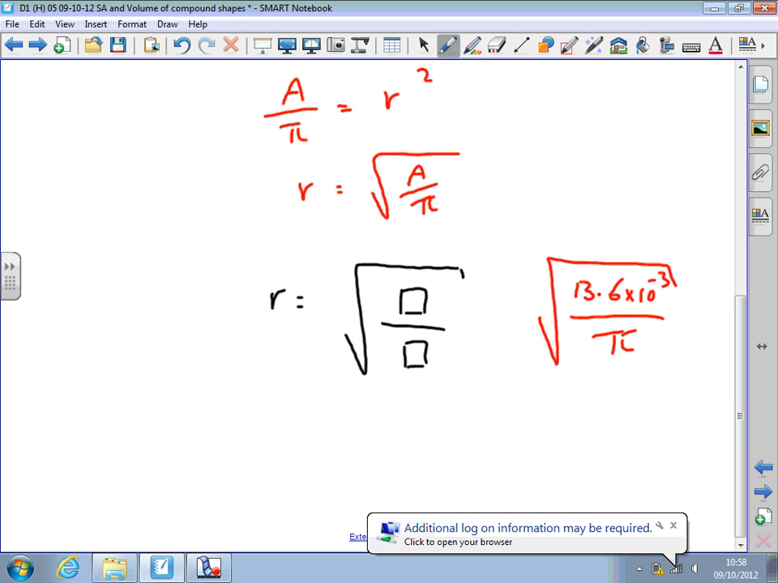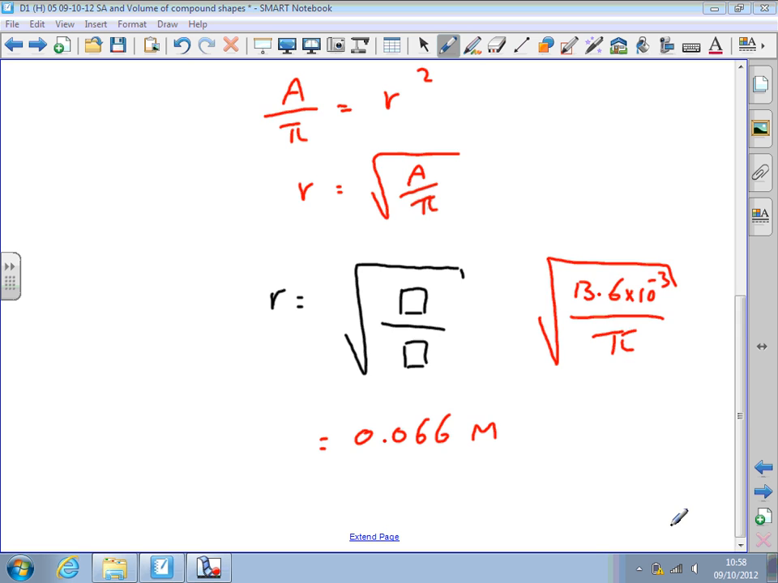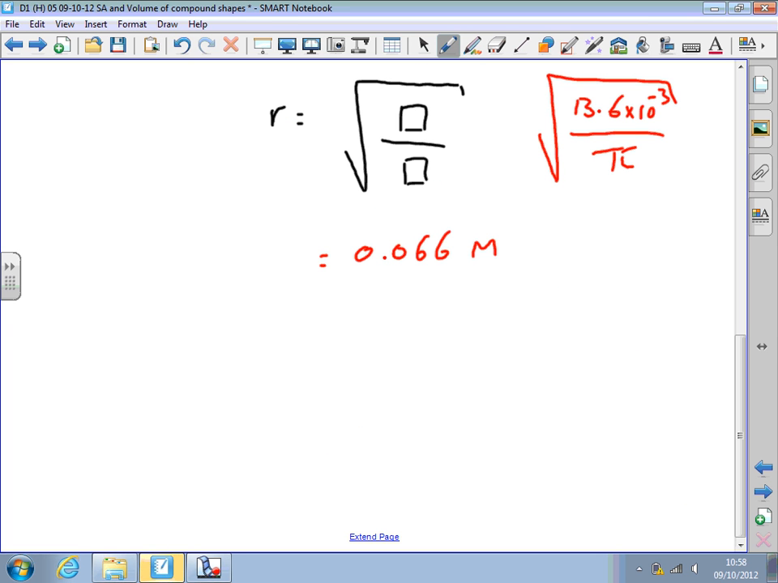And it turns out to be, and the unit is meters. Right. So this might be a case where I'd say, well, actually, that's rather an inconvenient unit, so what would I say? 66 millimeters, if that's right. Just move it 3 places to the right. Yeah. So the radius is around about 66 millimeters.